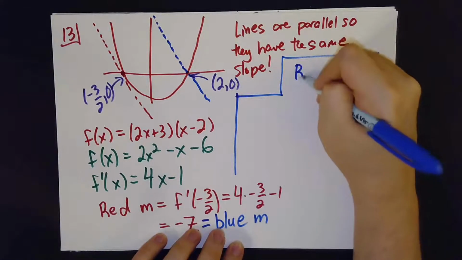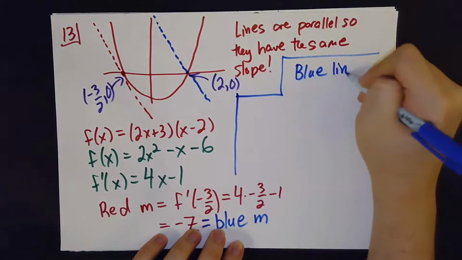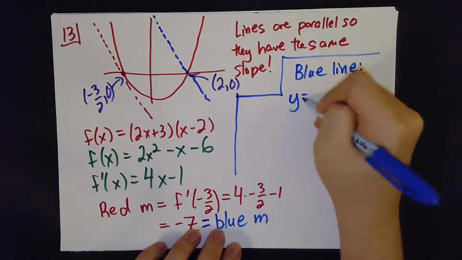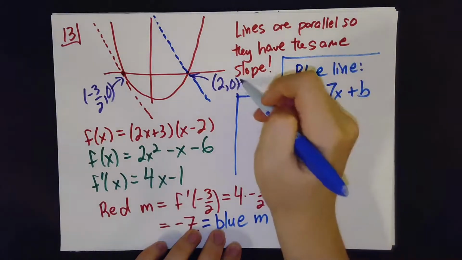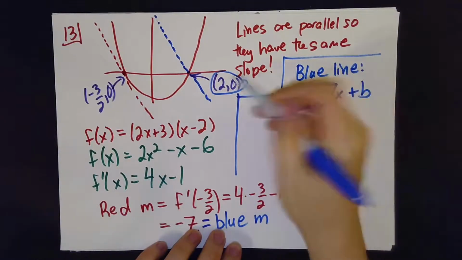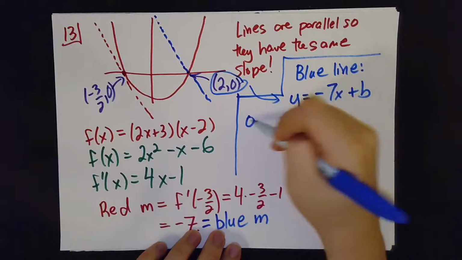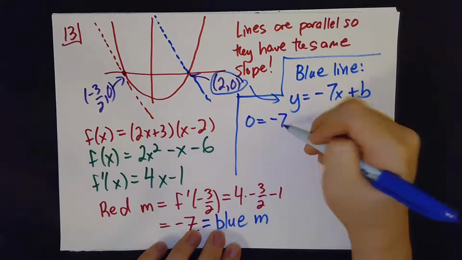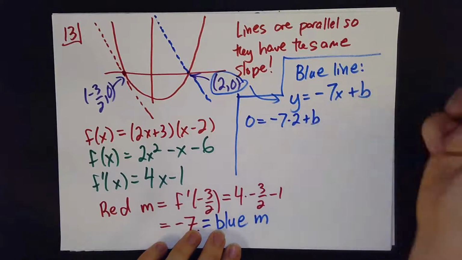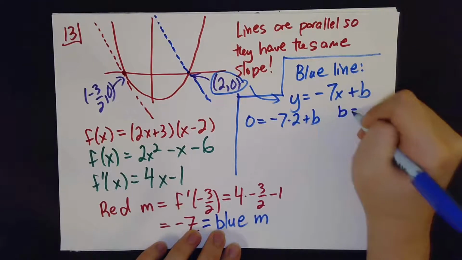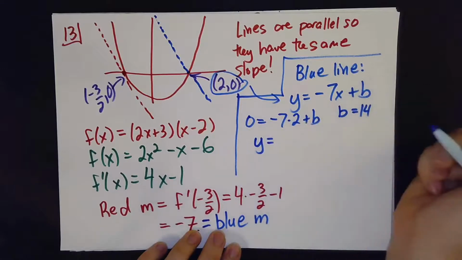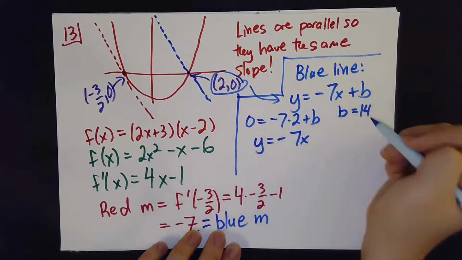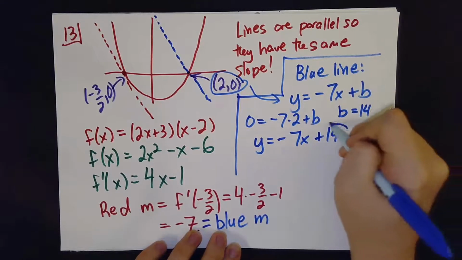So the blue line, it looks like y equals minus 7x plus b, but it passes through the point (2, 0), so I can plug that in. So that will give me that b is 14. Okay, so the blue line has as its equation y equals minus 7x plus 14.